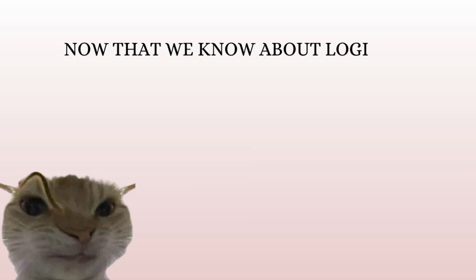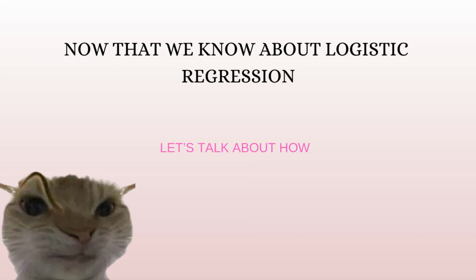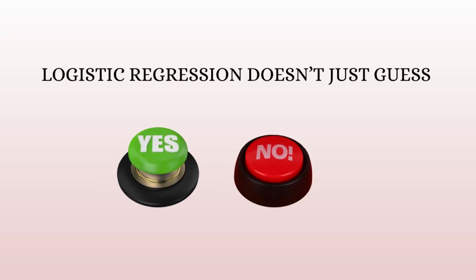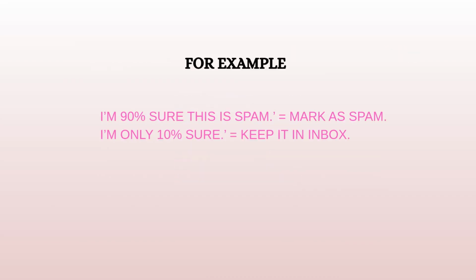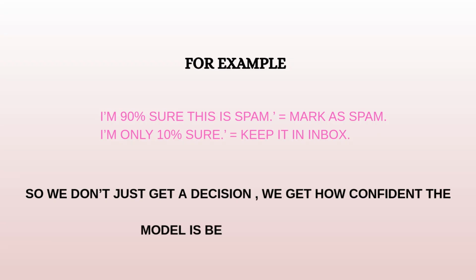Now that we know what logistic regression is, let's talk about how it works. So how does it actually make these predictions? Here's the cool part. Logistic regression doesn't just guess yes or no, it actually predicts probabilities. For example, "I'm 90% sure this is spam" is marked as spam, and "I'm only 10% sure" is kept in the inbox. So we don't just get a decision, we get how confident the model is before making it.